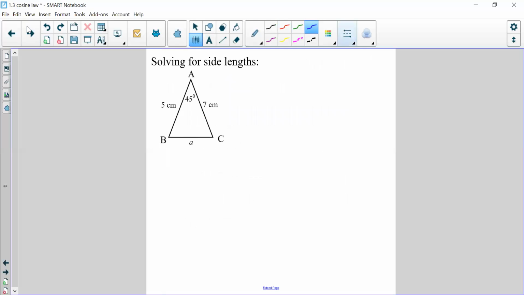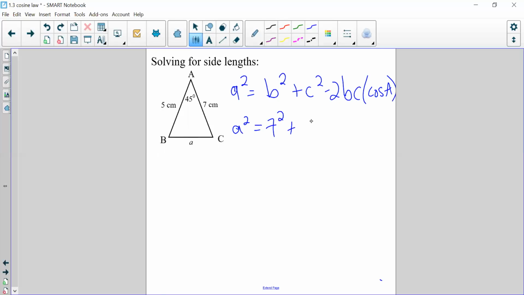Solving for side A. So A squared equals B squared plus C squared minus 2BC times cosine of A. Okay, B squared is 7 squared. C is 5, times 2, or sorry, minus 2, and then times B, which is 7, times C, which is 5, times cosine of A, and A is 45 degrees. Grab your calculator.